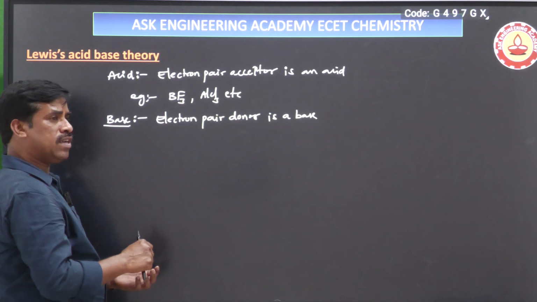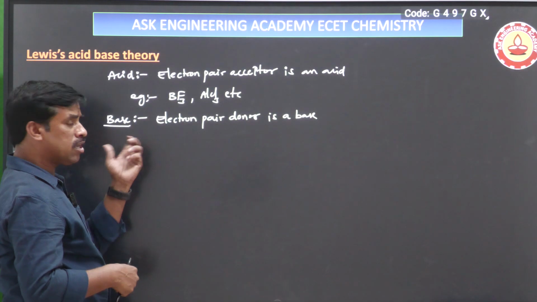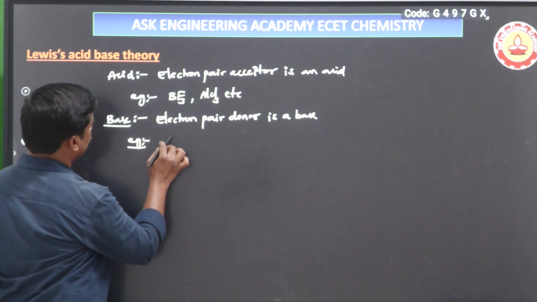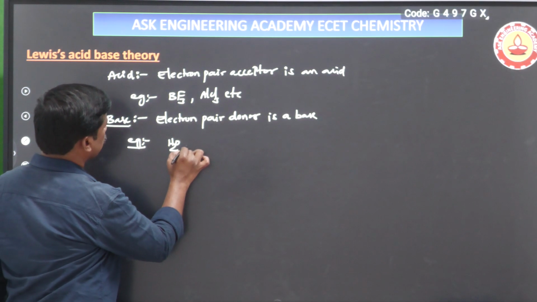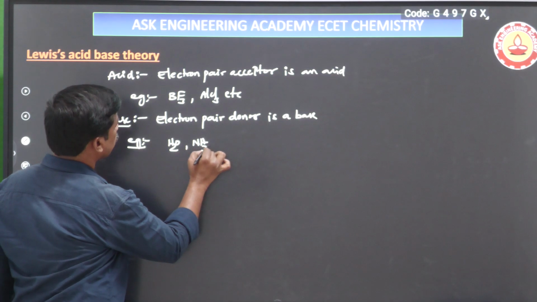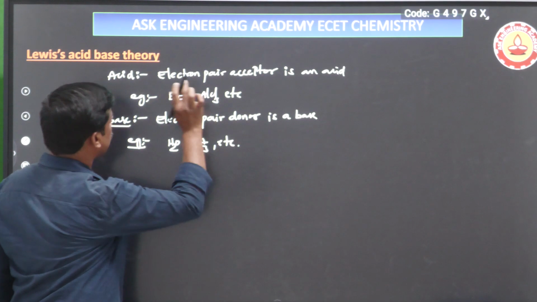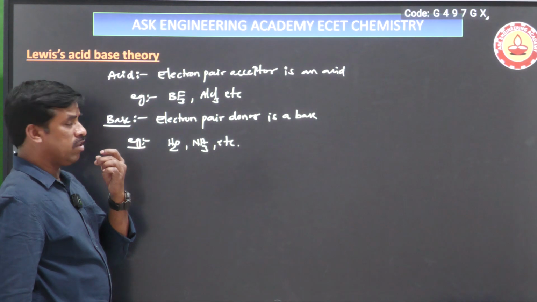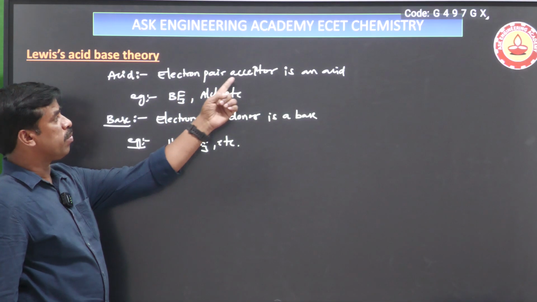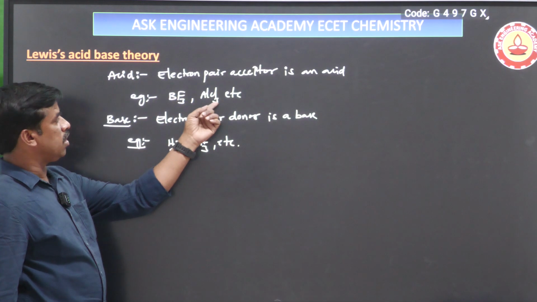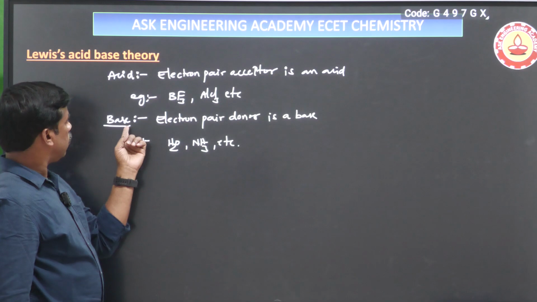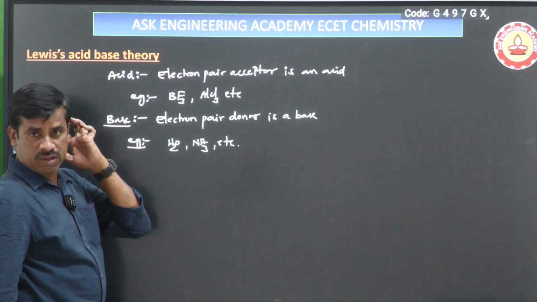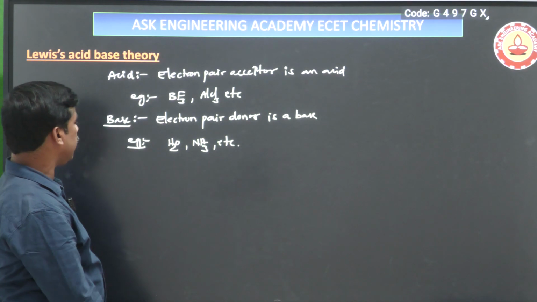Whatever compound donates those 2 electrons is said to be a base. Here examples: H2O, NH3, etc. are said to be Lewis bases. Once again I am repeating, what is a Lewis acid? Electron pair acceptor is an acid; BF3, AlCl3 are examples. What is the base? Lewis base, electron pair donor is a base.